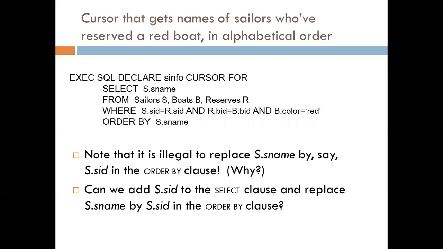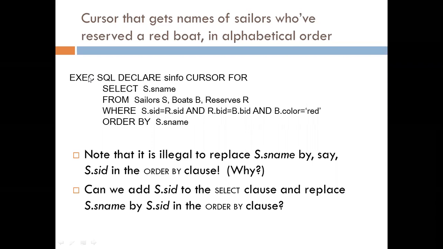So the cursor gets the name of a sailor who has reserved a red boat, in alphabetical order. So this is the query. For example, this query we are considering extracts the name of a sailor who has reserved a red boat.